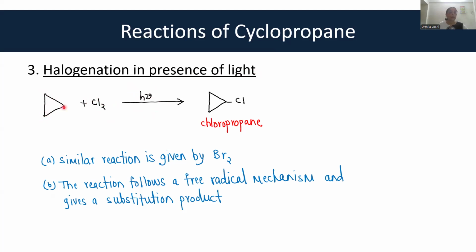So when cyclopropane is treated with chlorine in presence of light, chlorocyclopropane is formed. This is chlorocyclopropane. Similar reaction is given by bromine. So when you treat bromine with cyclopropane, bromocyclopropane is formed. This is because this reaction follows a free radical mechanism and gives a substitution product.